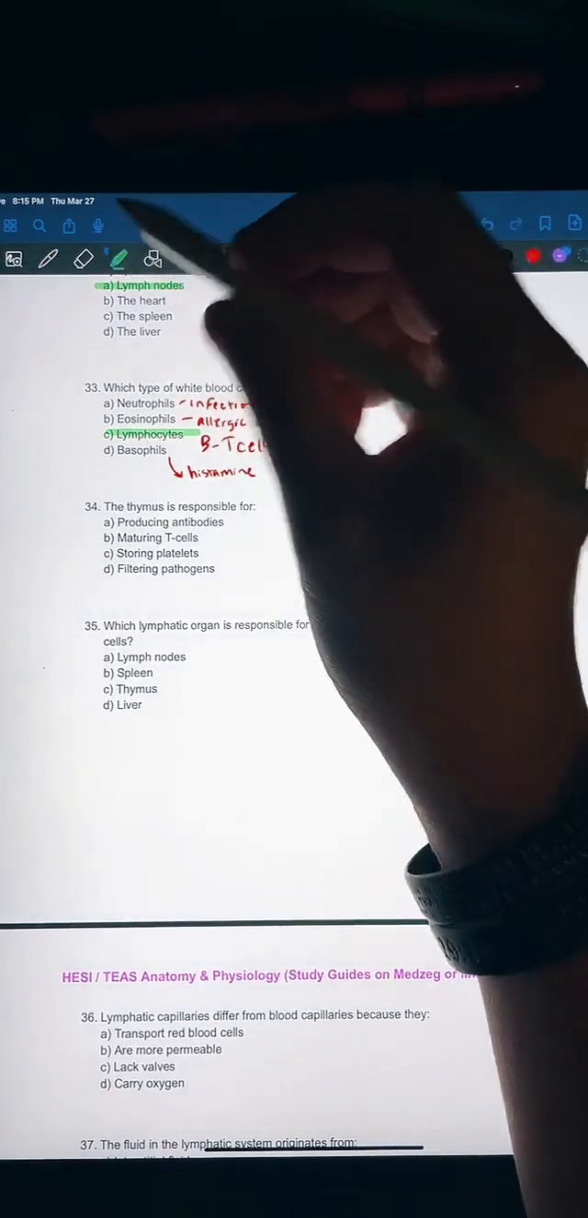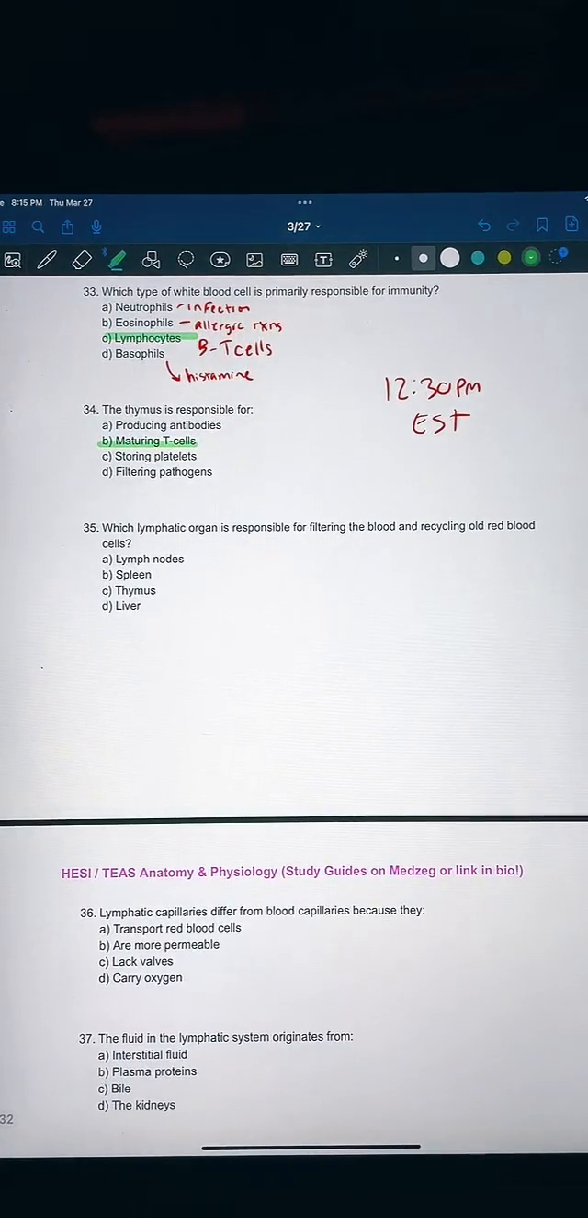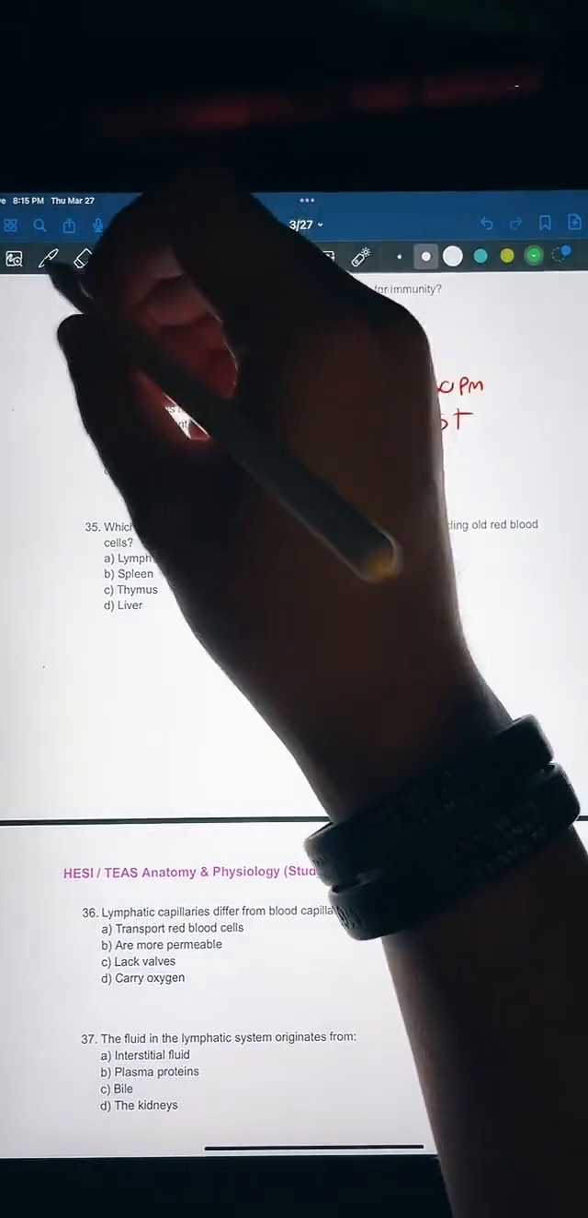The answer here is B. It is maturing T cells. Number 35, which lymphatic organ is responsible for filtering the blood and recycling old red blood cells?